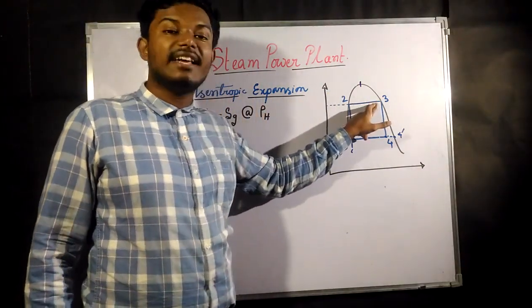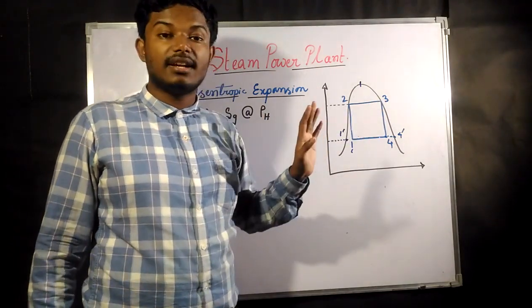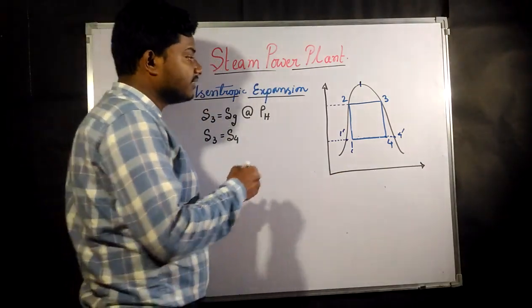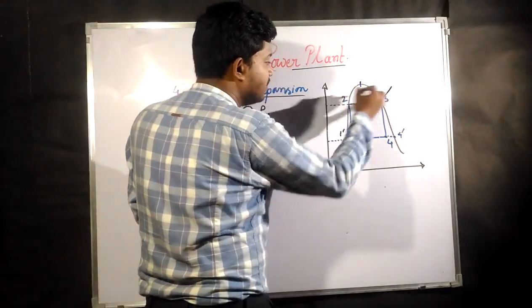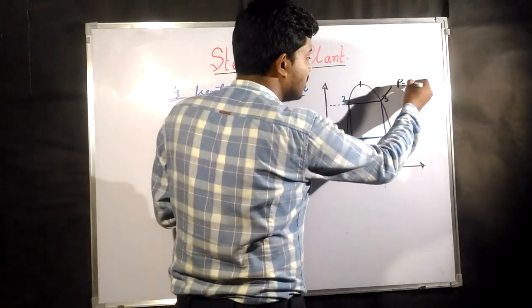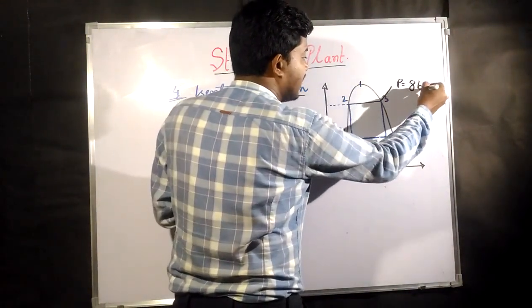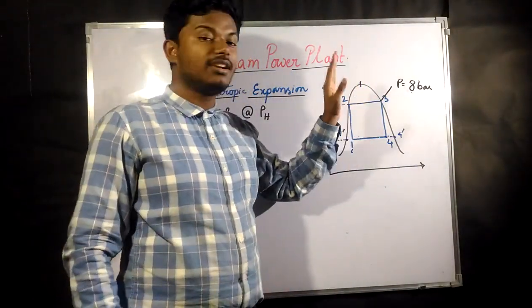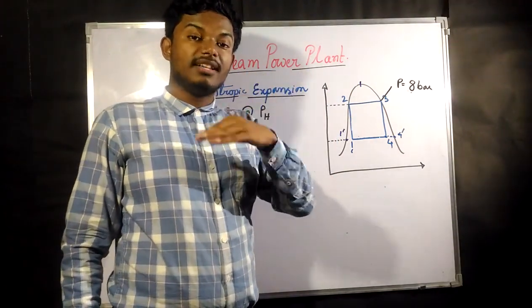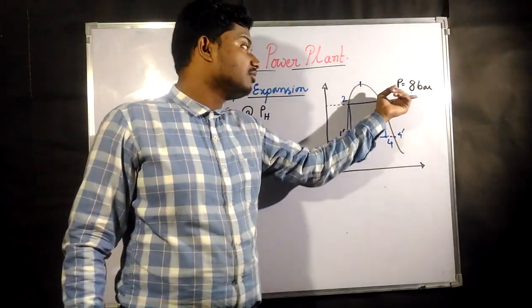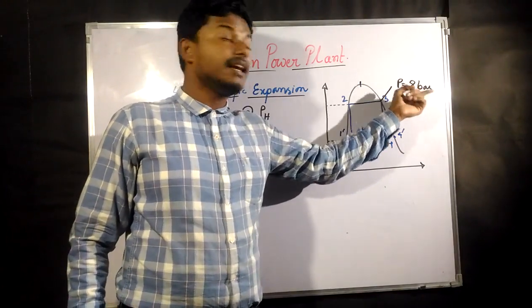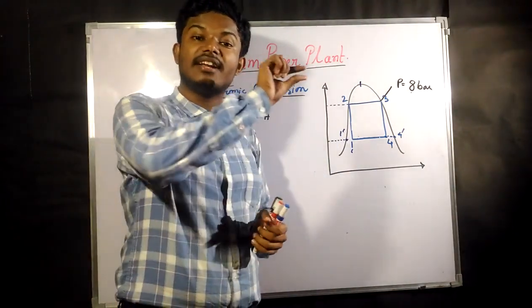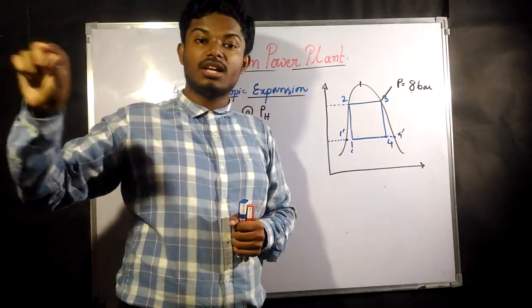Now how can you find the entropy at point 3? With the help of the steam table. The pressure value will be given. Suppose it has a pressure of 8 bar. In the steam table you go to the saturated zone, and in that saturated zone there will be a pressure called 8 bar. In that line of 8 bar there would be certain values.